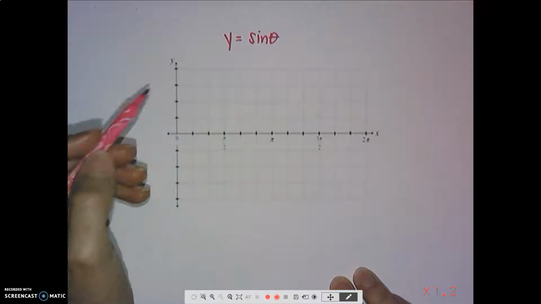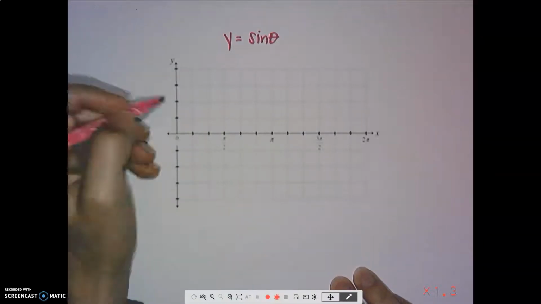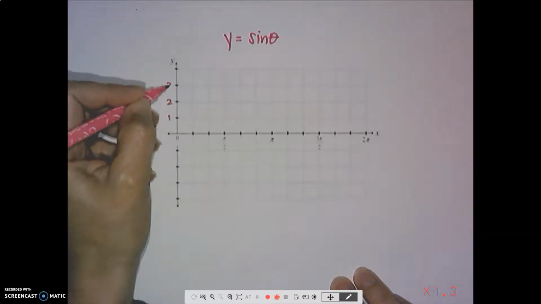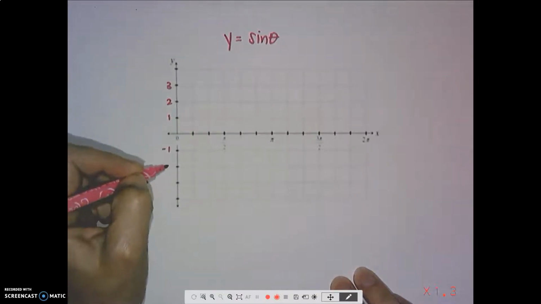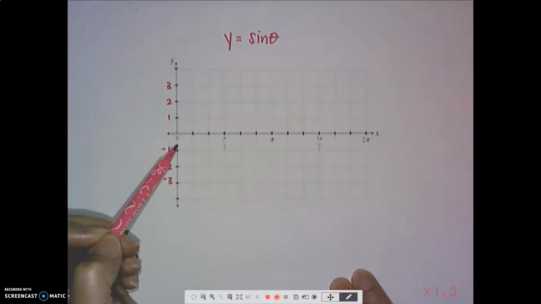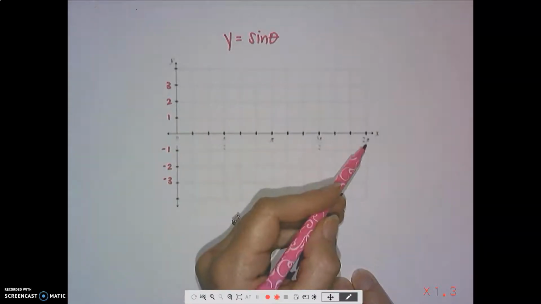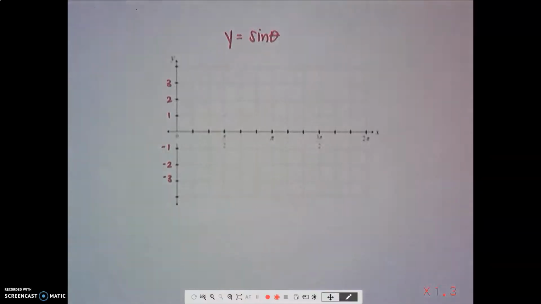Now you're going to notice here on the y-axis, we're counting by ones. So this will be 1, 2, 3, and then -1, -2, -3, and it would keep going from there. And then we are graphing in radians here. So we have 0, pi over 2, pi, 3 pi over 2, and 2 pi. Okay, so those are your 5 important pieces to start off with.